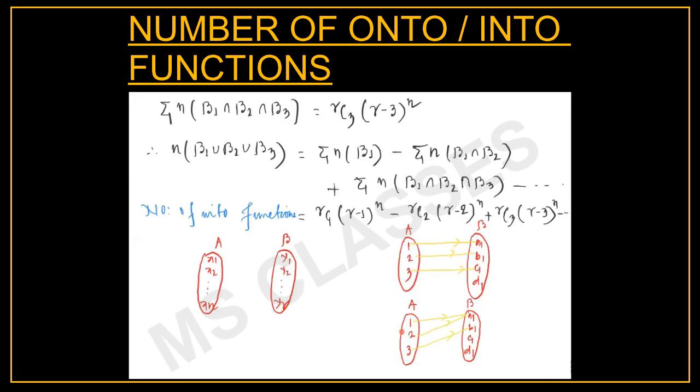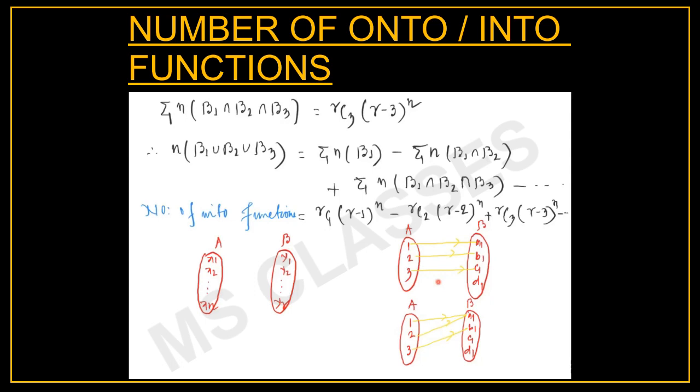So that means when it is an onto function, not into but onto, it is mandatory that R, the number of elements in the co-domain, is less than or equal to n. Or in other words, n is greater than or equal to R. We get an onto function when the number of elements in the domain is greater than or equal to the number of elements in the co-domain. Otherwise, we will not get an onto function.